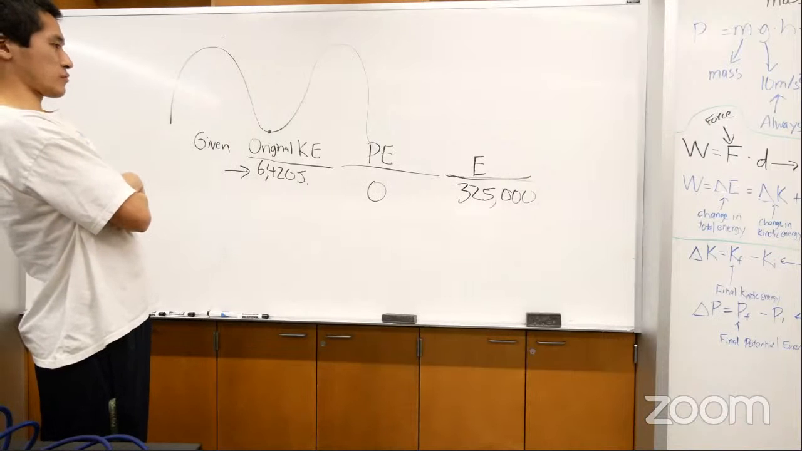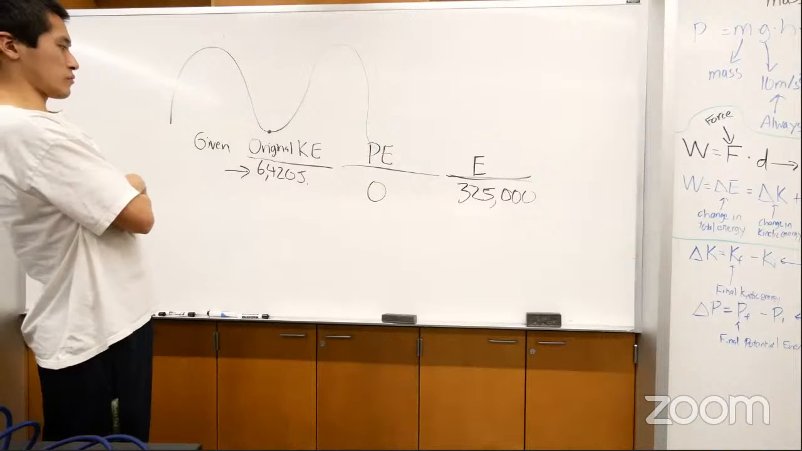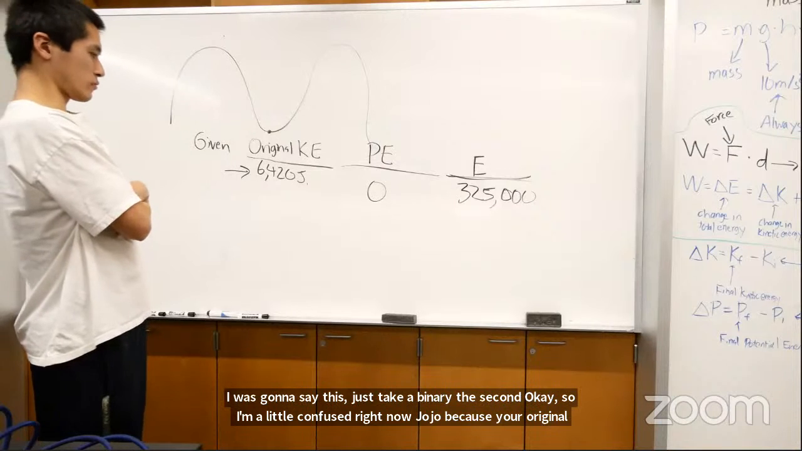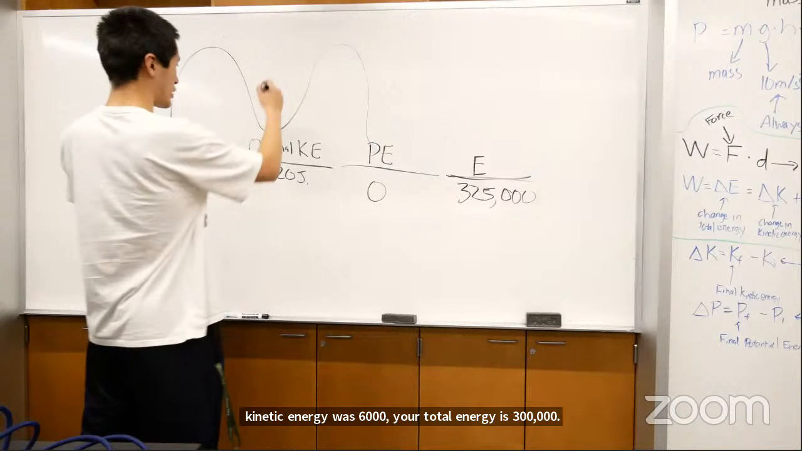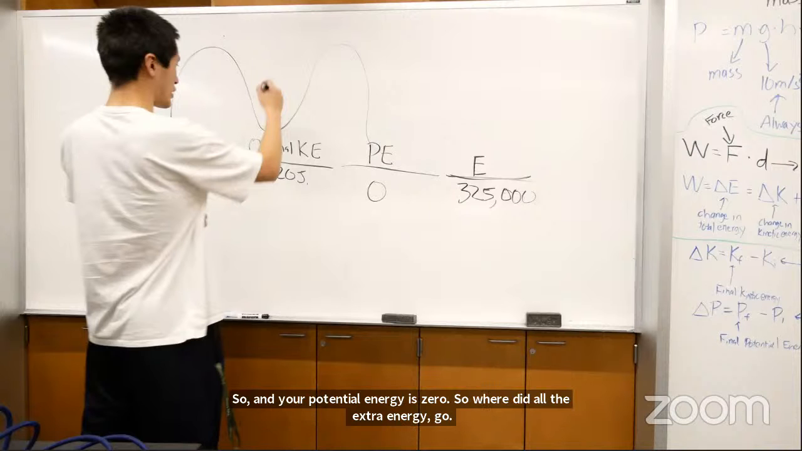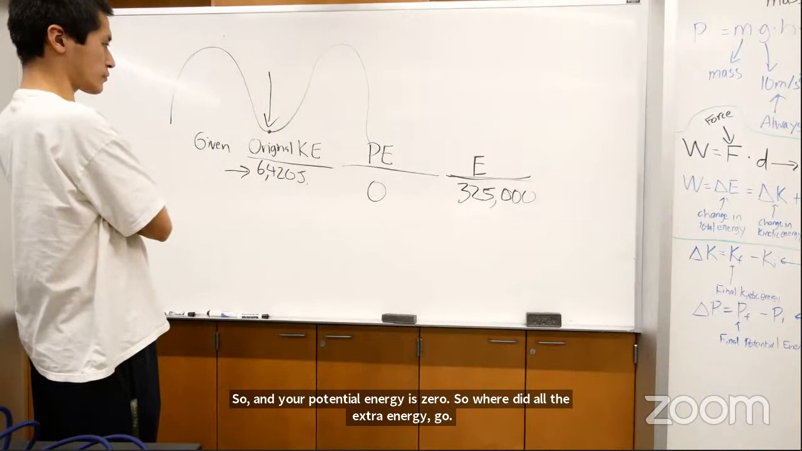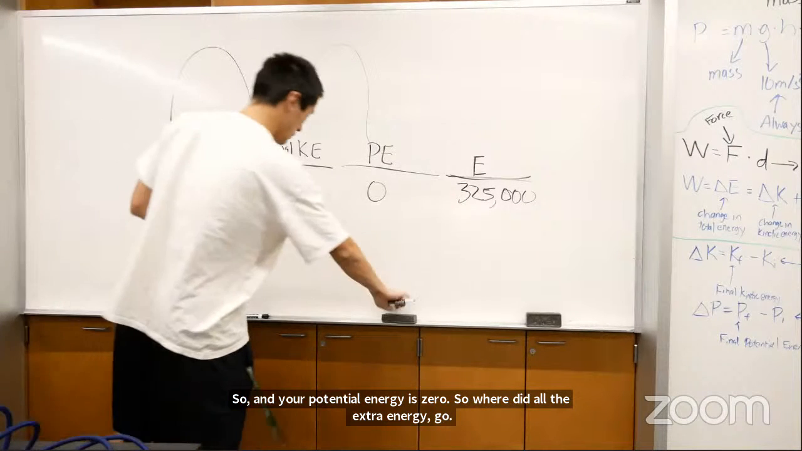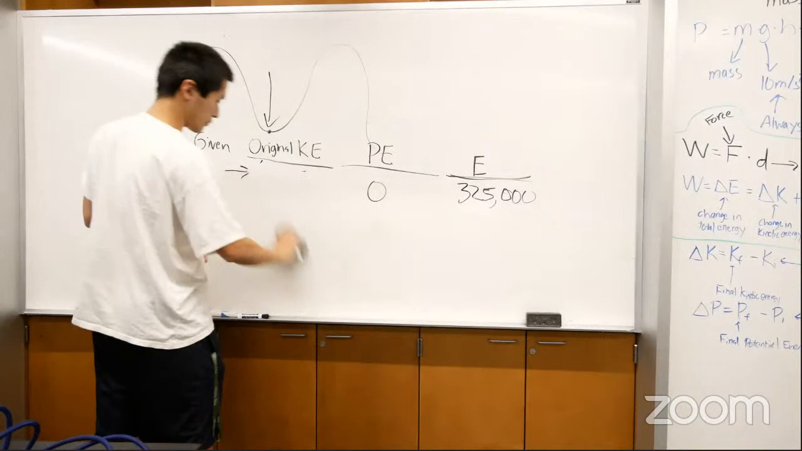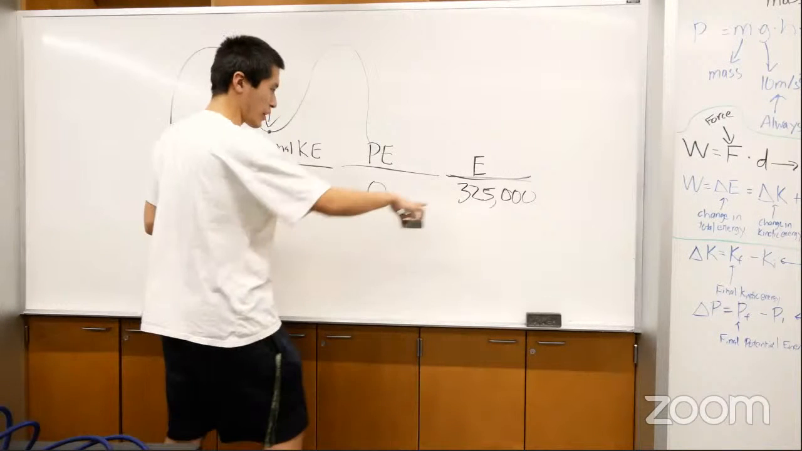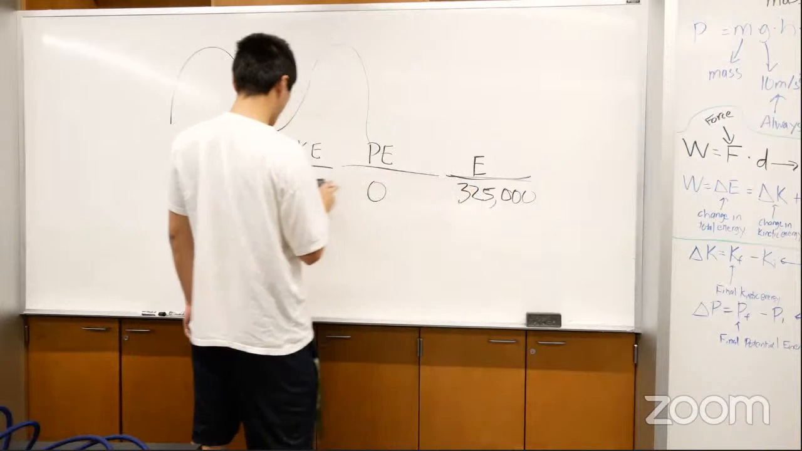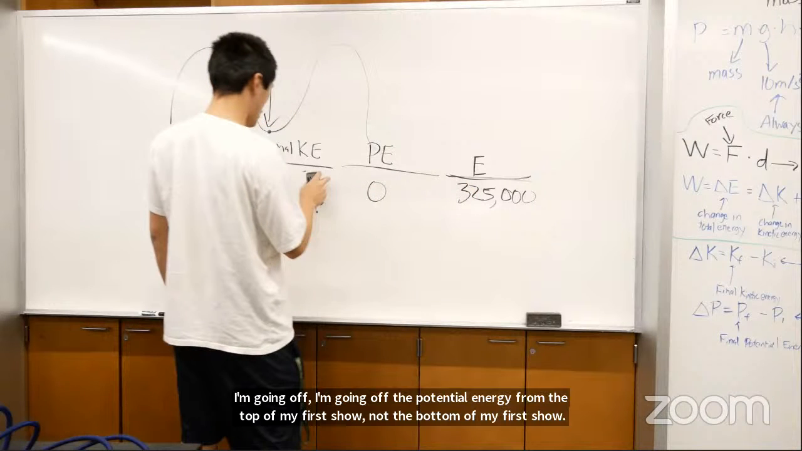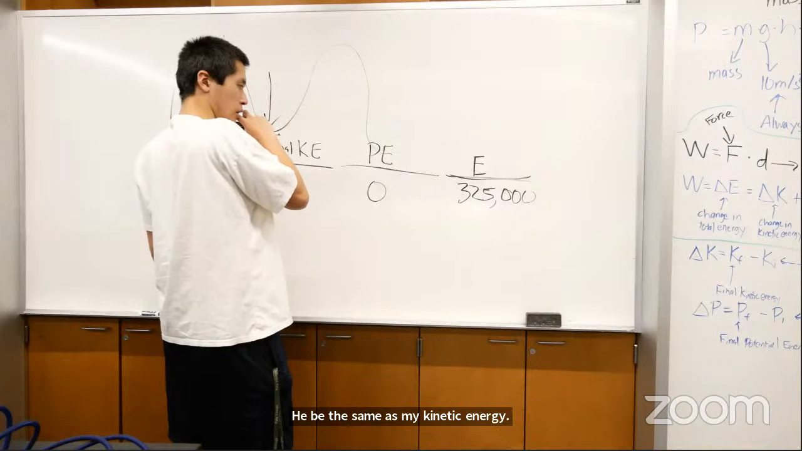I'm going off of the potential energy from the top of my first hill, not the bottom of my first hill. Okay, so let's go at the bottom of your first hill. Wouldn't it be the same as my kinetic energy? What would that be? 6,420. So your total energy is 6,000? So what's the same as your kinetic energy? My total energy.